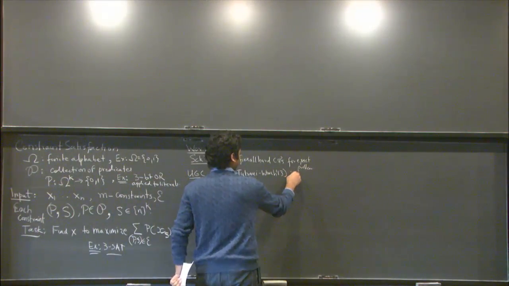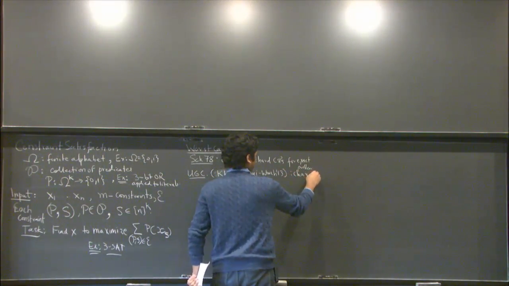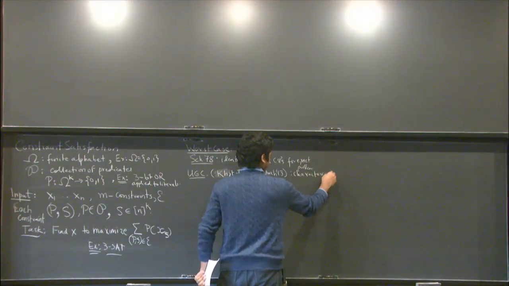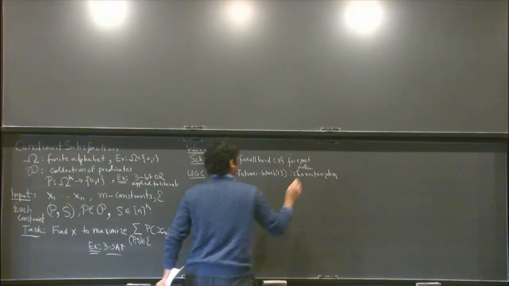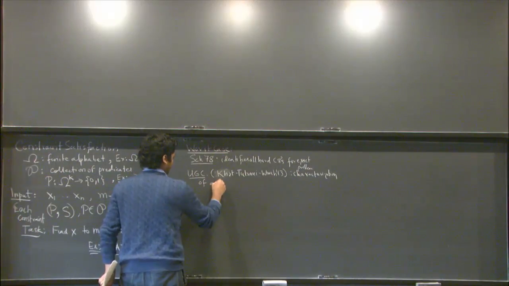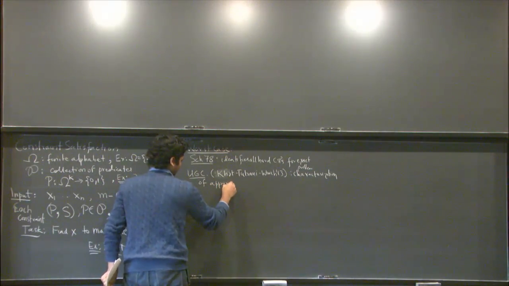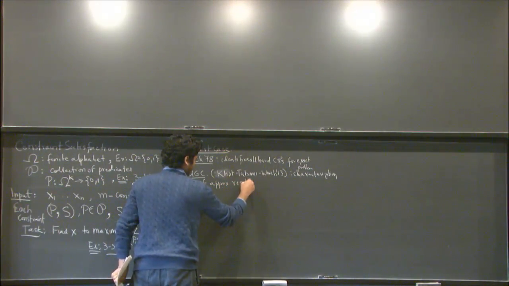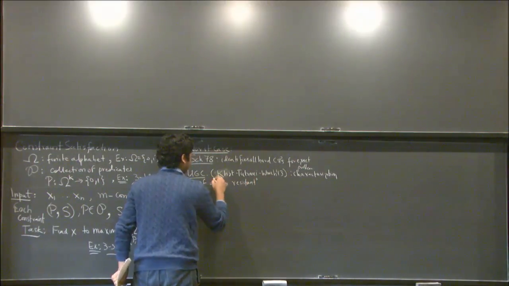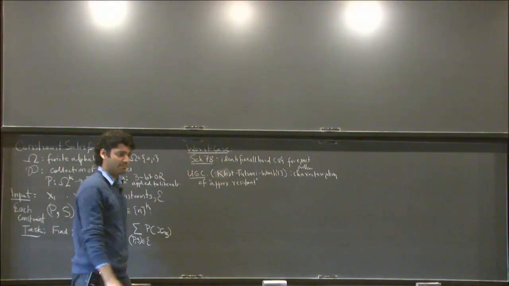which basically gives a full characterization of approximation resistant predicates. The definition is not important. Basically, think of it as the hardest predicates.